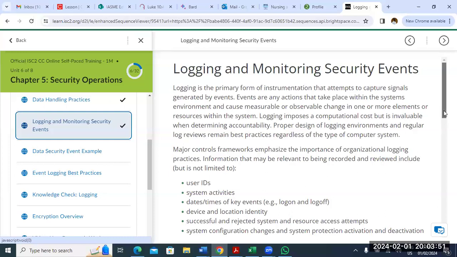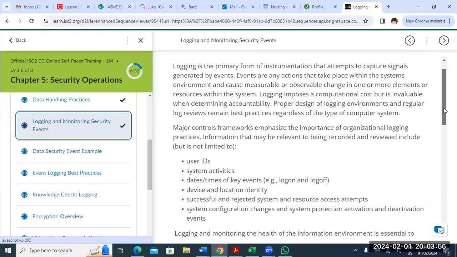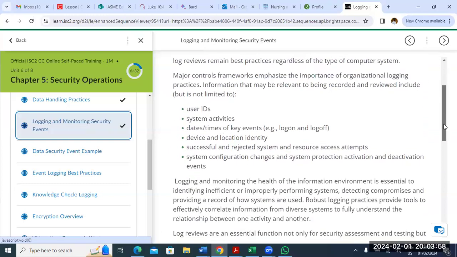So all these things, but these are basic information you might likely see when you check and look at the events, seeing the actions that took place. Logging and monitoring the health of information environment is essential to identifying inefficient or improperly performing systems, detecting compromises, providing a record of how systems are used.